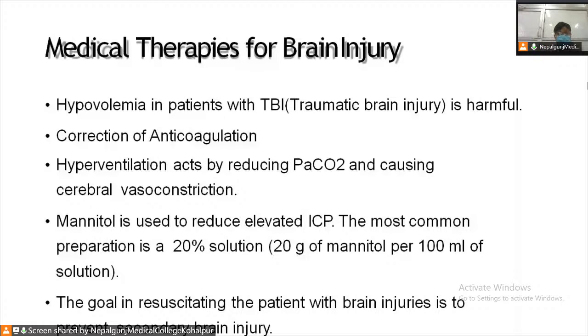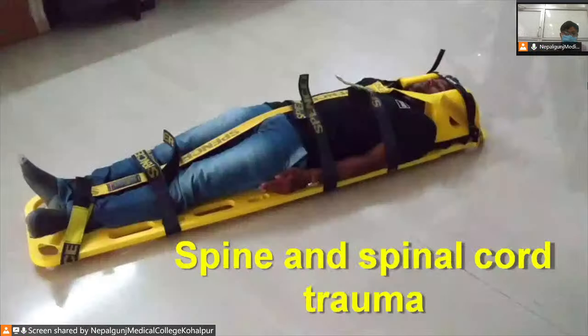And sometimes it needs hyperventilation, reducing the PCO2 and causing cerebral vasoconstriction so that it helps to prevent the ICP rise. The other is mannitol, a 20% solution, which decreases the intracranial pressure. So the main mechanism or principle is to prevent secondary brain injury.